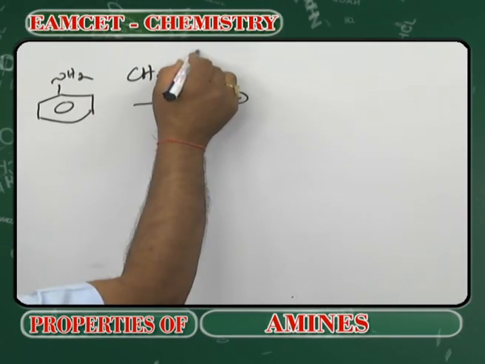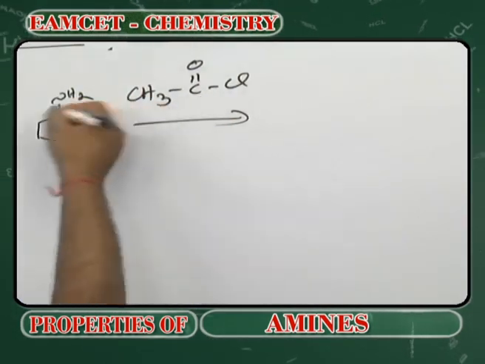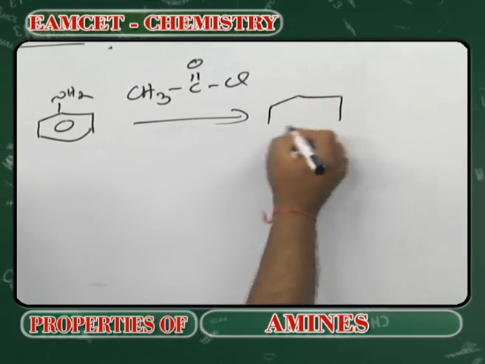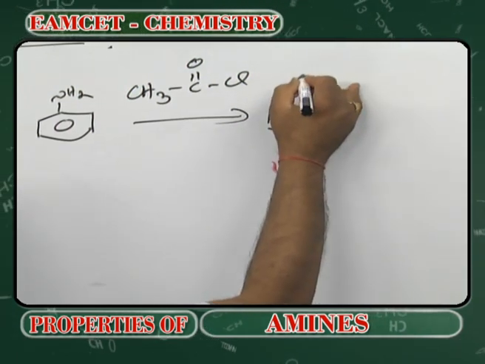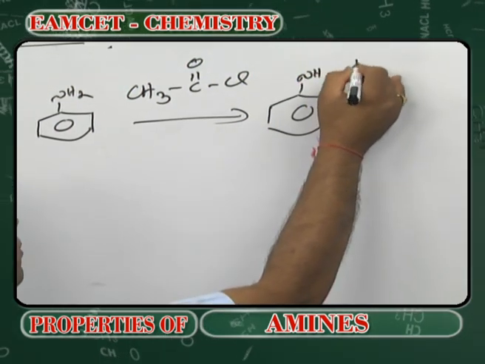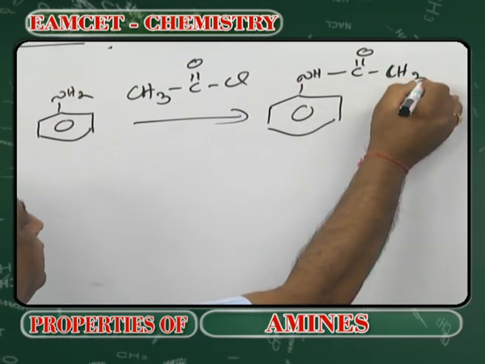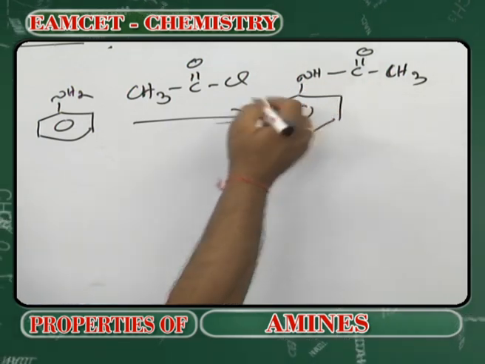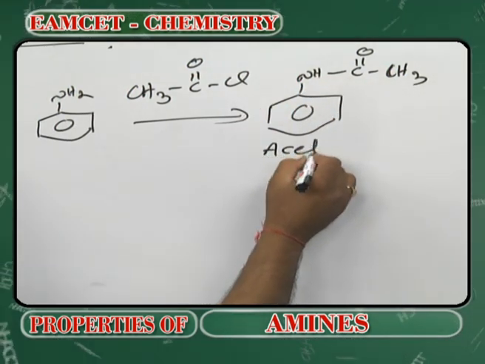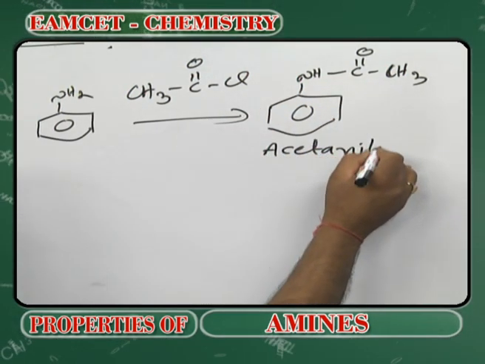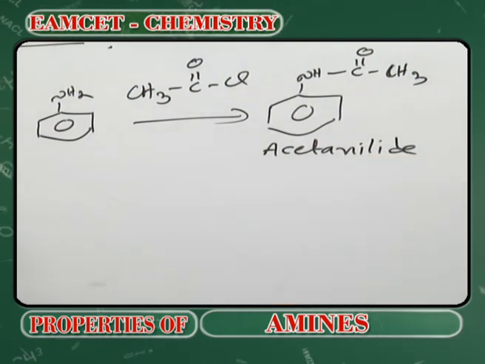CH3COCl. What is this called? Acetyl chloride. Acetylated aniline comes, that is NH C double bond O CH3. This is called N-acetyl aniline, also called acetanilide. Acetanilide is the common name. You can call it N-acetyl benzene.